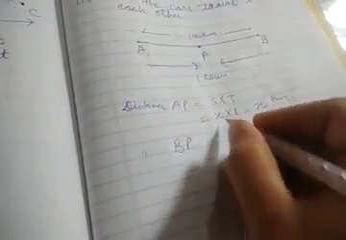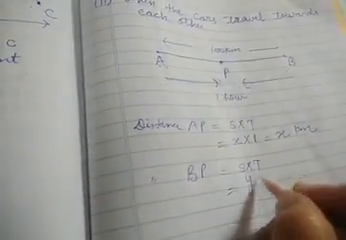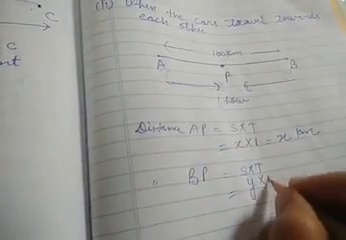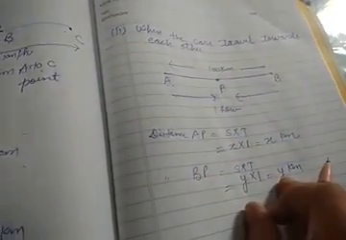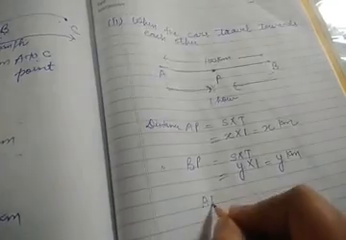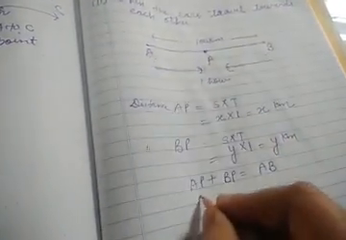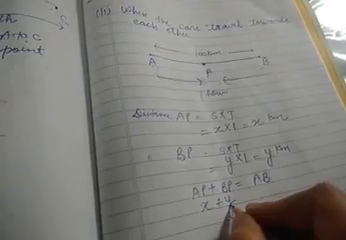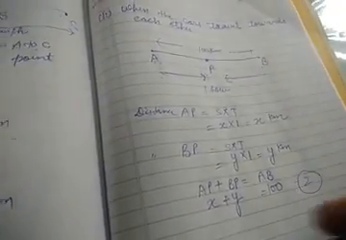And what will be BP distance? BP distance is again speed into time. What is the speed of car starting from B point? That is y. And time taken by that car is 1. So it will be y kilometer. Okay, so this is distance AP and this is distance BP. Now what we have? AP plus BP equals AB. AP is x, BP is y. So x plus y equals 100. So this will be your second equation.